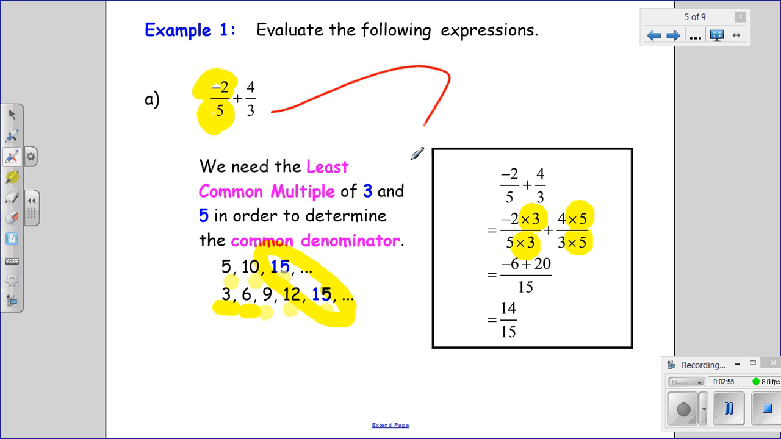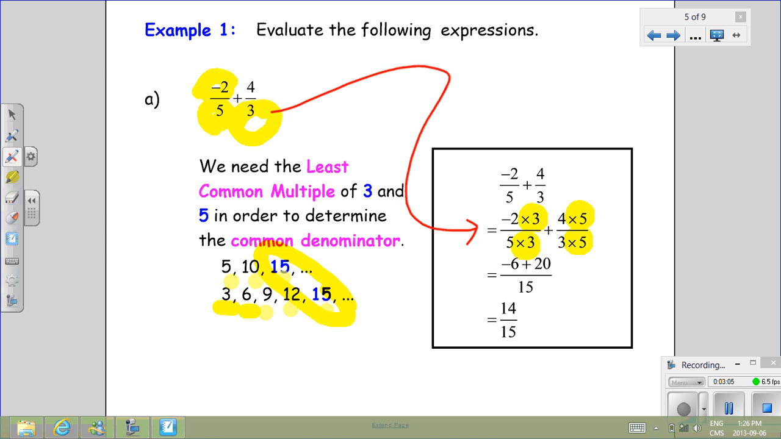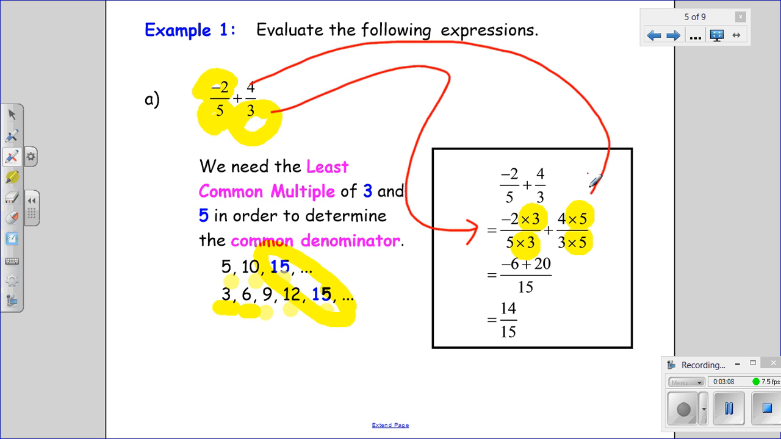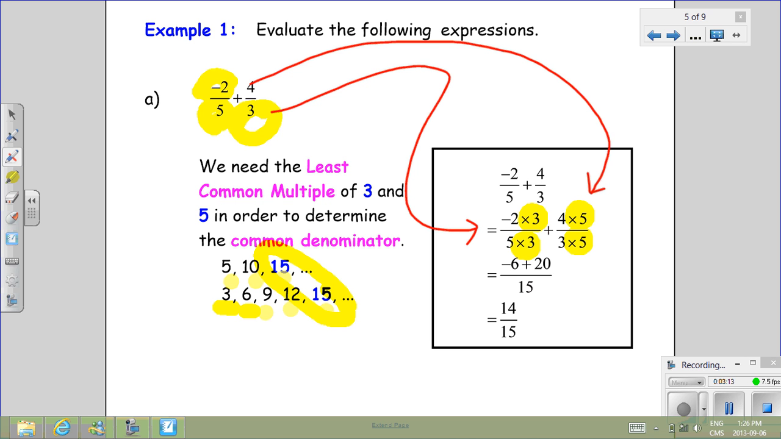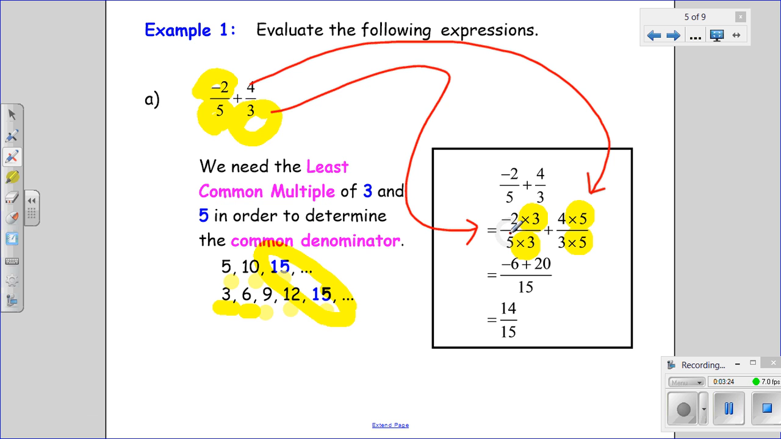If we multiply the 5 by 3, we also have to multiply the -2 by 3. And you can see that step occurring right here in this first line of the solution. The denominator in 4/3 has to be multiplied by 5. If you multiply the denominator by 5, you must also do the numerator. So -2 times 3 plus 4 times 5, I can write it all in the numerator of the next line because they have the same denominator. So -2 times 3 is -6, 4 times 5 is 20, and -6 plus 20 gives me 14 over 15.